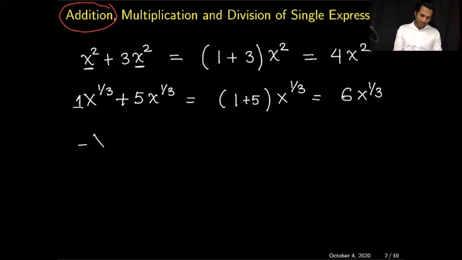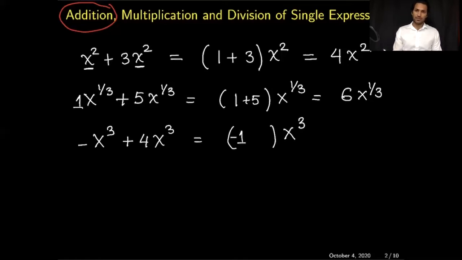Let's add -x to the power 3 with 4 times x to the power 3. In the same manner, you have x to the power 3 outside, and inside the parentheses, we will have the coefficients of these two terms. So the coefficient of the first term is -1. As you can see, if there is nothing in front of the x cube, its coefficient is negative 1, and then this one is 4. So this gives you 3x cube.